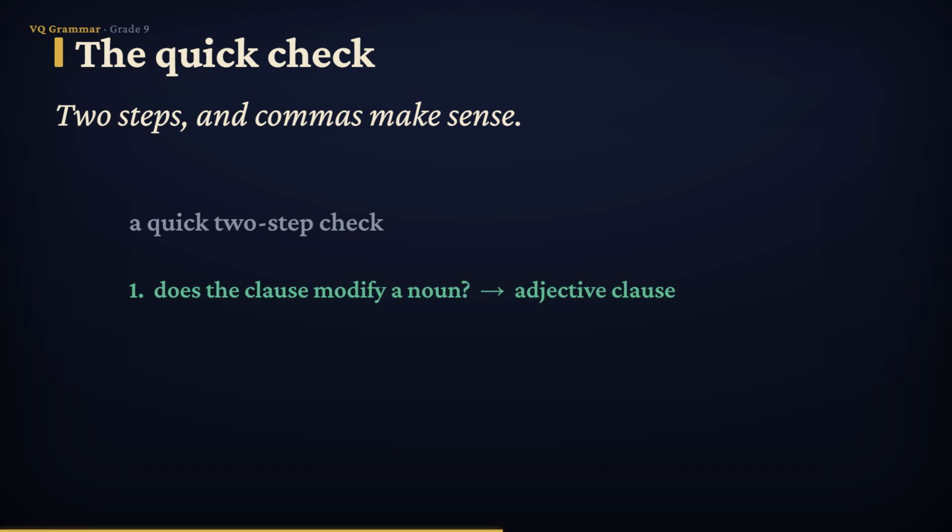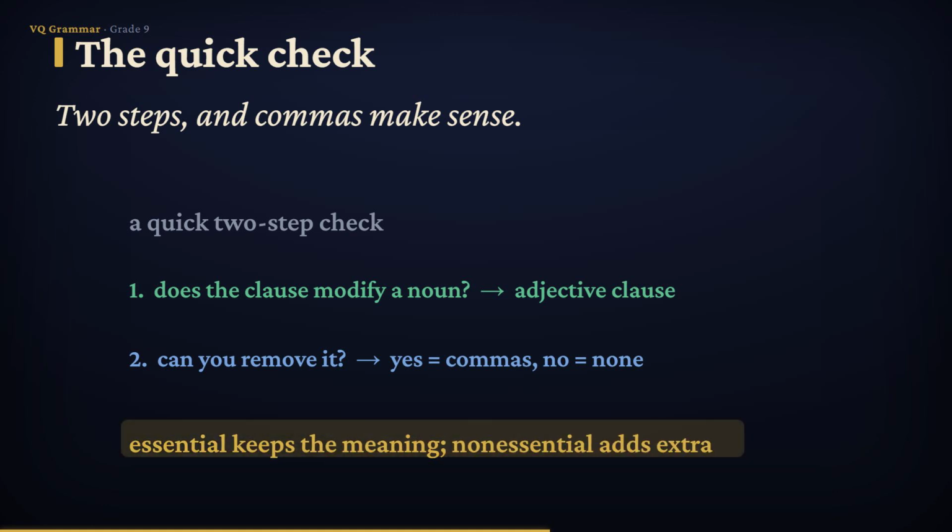Let's turn all of this into a quick two-step check. Step 1. Does the clause modify a noun or pronoun? If it does, you found an adjective clause. Step 2. Can you remove it without wrecking the meaning? If you can, it's non-essential. Set it off with commas. If you can't, it's essential. No commas needed. Remember the difference this way. An essential clause keeps the meaning, while a non-essential clause simply adds extra. Master that, and commas will stop being a mystery.